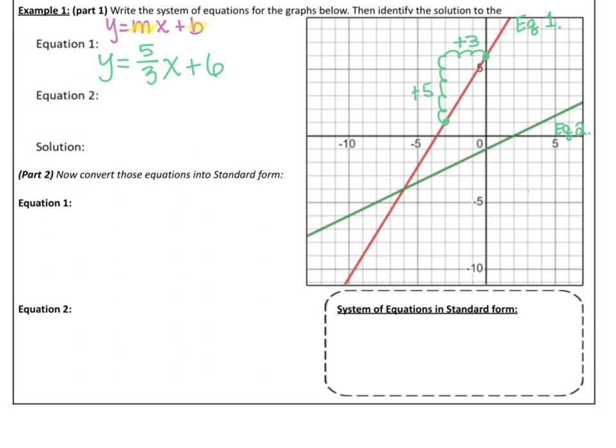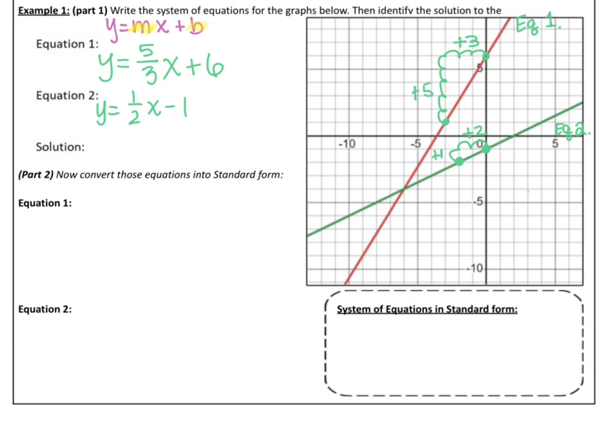Now let's focus on the second one. Let's focus on that green one, that equation number 2. Again, I want to start by identifying 2 points. So I found 2 points. I can see that this one's also increasing, so it's going to be a positive slope. It's going up 1 and over just 2. So that means I'm going to have a slope of rise over run 1/2, 1 over 2x. And then my y-intercept is -1, so it will say -1.